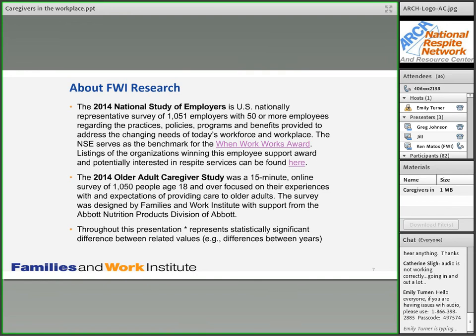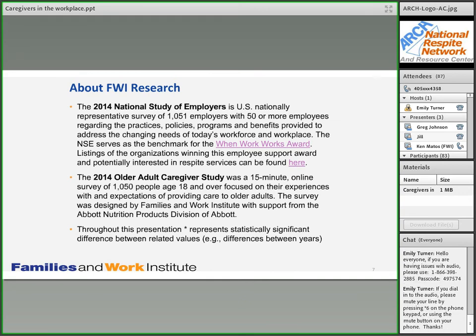The 2014 Older Adult Caregiver Study was sponsored by Abbott Nutrition Products to help us talk to your average worker and unemployed person about their perspectives on caregiving. So we were able to ask both people who were employed and unemployed, and who were currently caregiving and not caregiving, what they thought about the kinds of supports you would need for care, what they expected for their own lives in the future in terms of how much care they'd have to offer, and what kind of things they thought would really make that caregiving role successful.